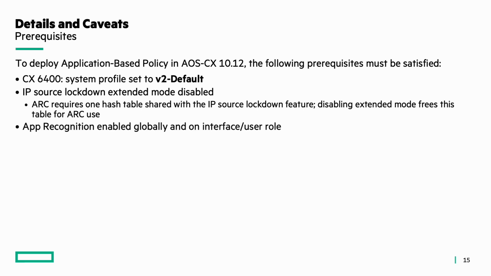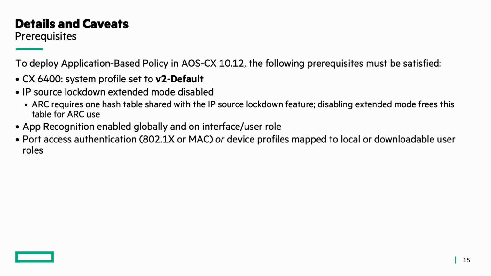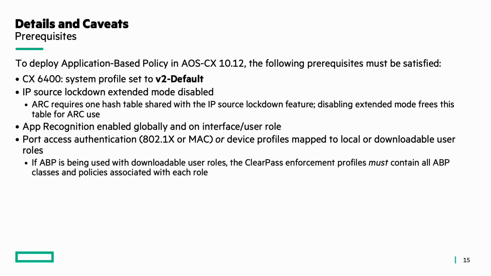App recognition itself must be enabled globally as well as on either an interface or user role that is utilized by authenticated clients. Port access authentication, either 802.1x or MAC authentication, or device profiles must be mapped to local or downloadable user roles. Now, if you're using app-based policy with downloadable roles, ClearPass enforcement profiles containing those roles must also contain all app-based policy classes and policies themselves associated with each of those roles. Lastly, a role ID must be mapped to each user role name associated with an app-based policy.